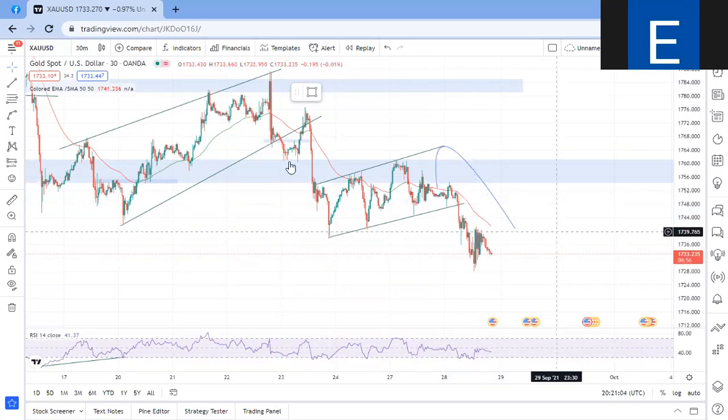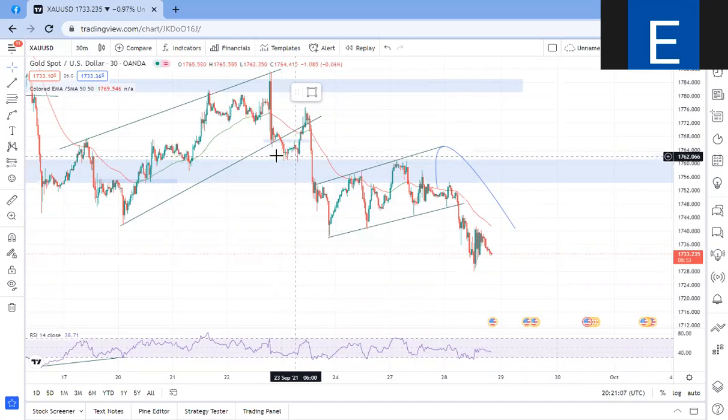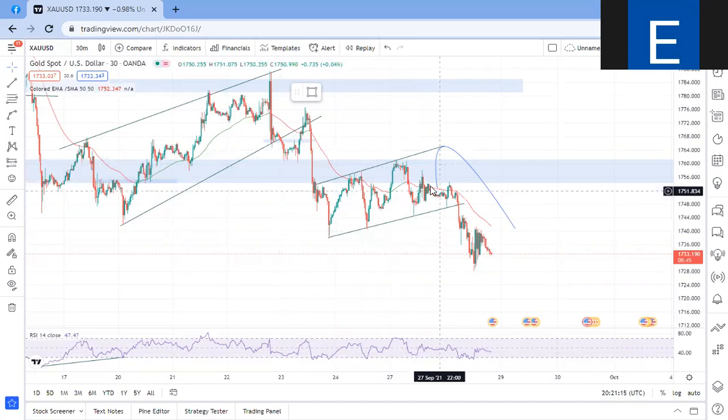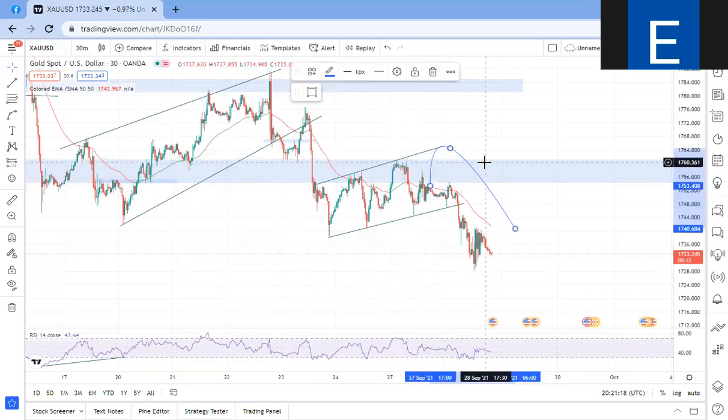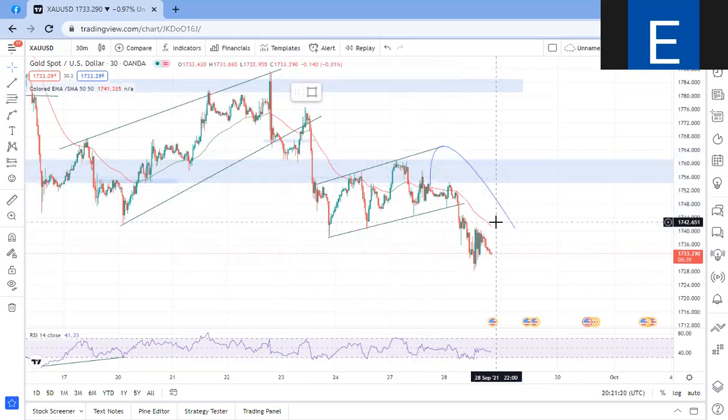Probably if I had just focused on this support and resistance level only, I would have taken a sell from here. But I was not in the market at that time, so I missed that as well, but it is what it is. Probably from next week, that's when I'll be taking trades.